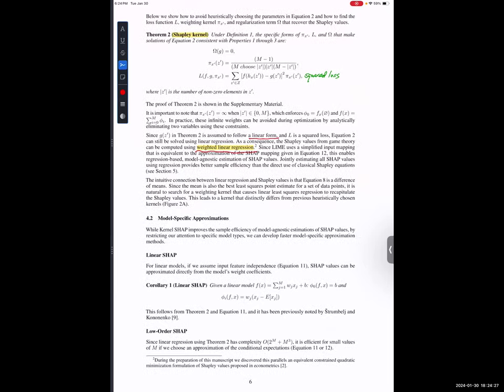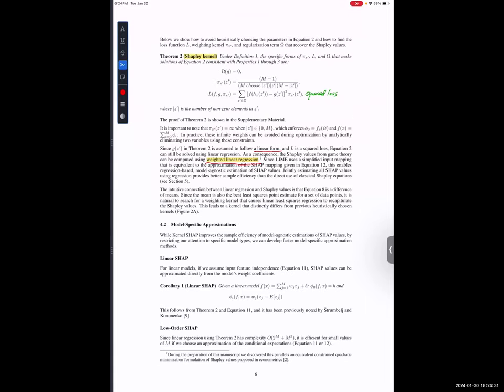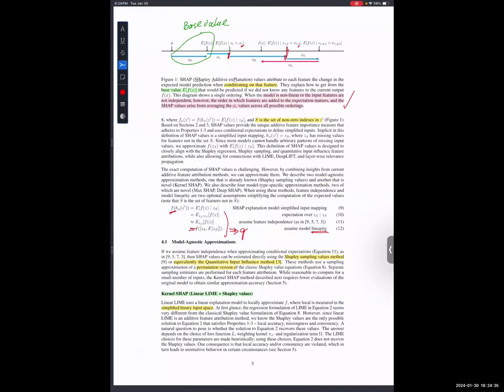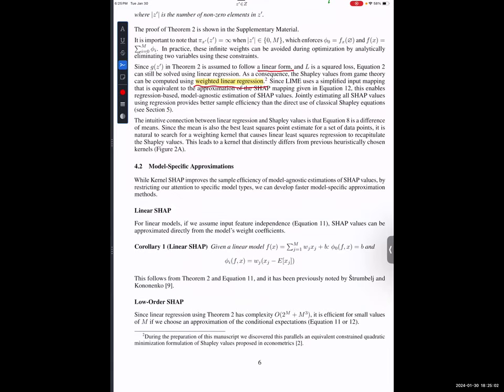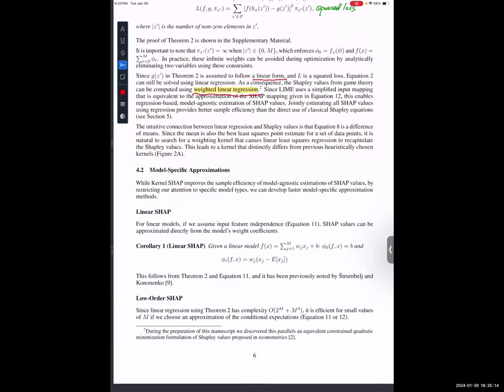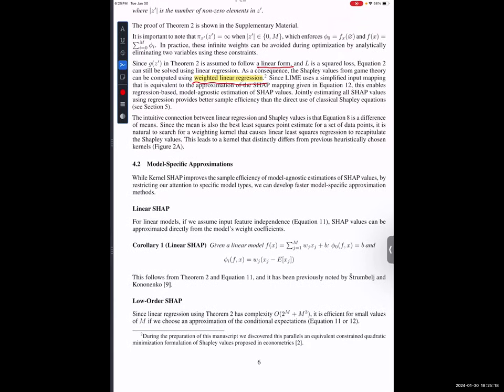And then we discussed, this is 4.1, the model agnostic approximation, which is basically weighted linear regression. And they proved this. And then they have the model specific. And this is interesting, but if the model itself is linear, then you will have a linear model specific. So that's kind of expected, I guess. But of course, the good thing is that you do see now they had the expectation and the weights more clearly defined, it's more intuitive, I guess.